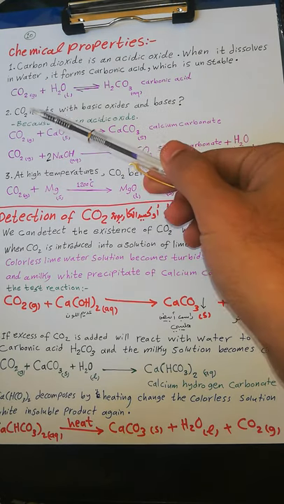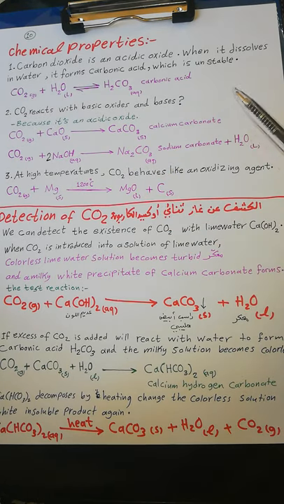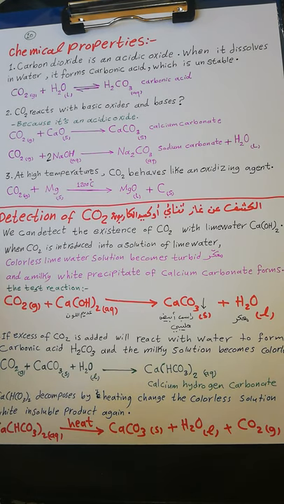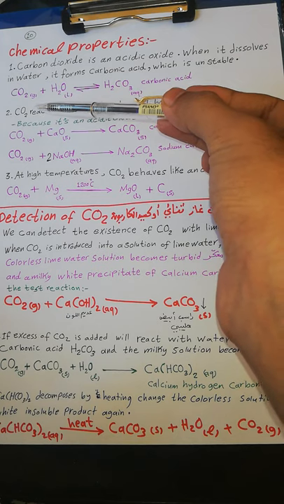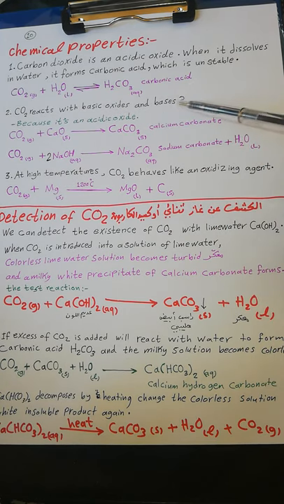The second property: CO2 reacts with basic oxides and bases. It is a property and a question at the same time. ثاني أكسيد الكربون يتفاعل مع الأكسيدات القاعدية والقواعد. لماذا؟ Because it's an acidic oxide.